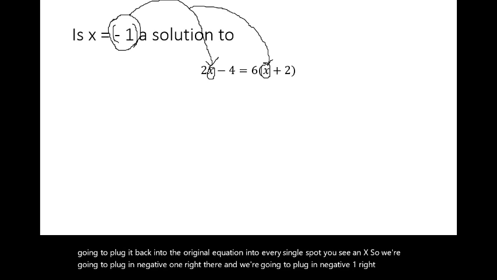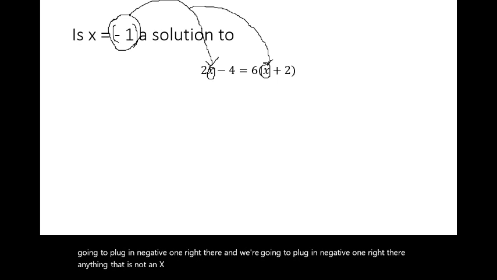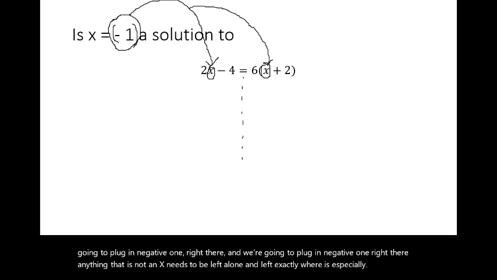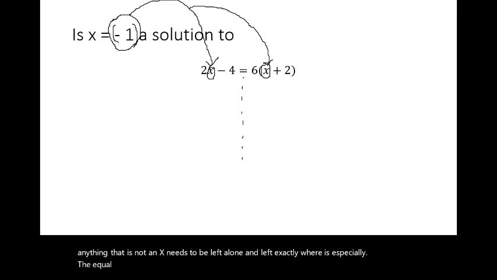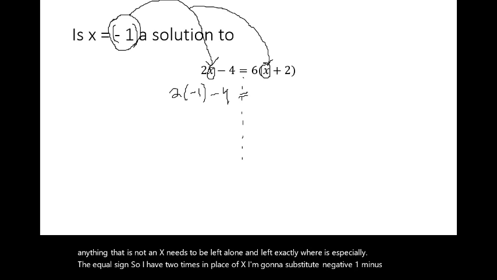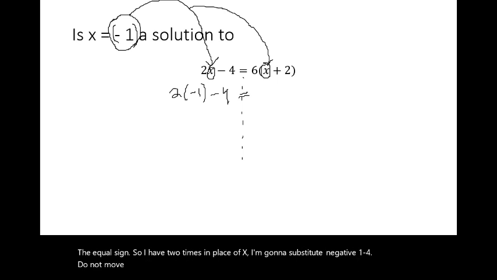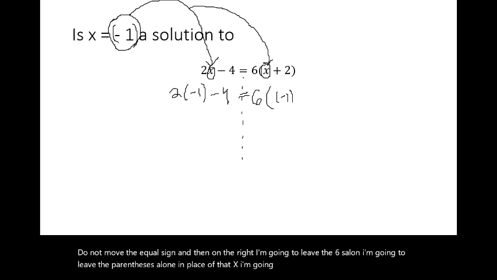Anything that is not an x needs to be left alone and left exactly where it is, especially the equal sign. So I have 2 times, in place of x, I'm going to substitute -1 minus 4. Do not move the equal sign. And then on the right, I'm going to leave the 6 alone. I'm going to leave the parentheses alone. In place of that x, I'm going to substitute -1 and then plus 2 and leave that alone.